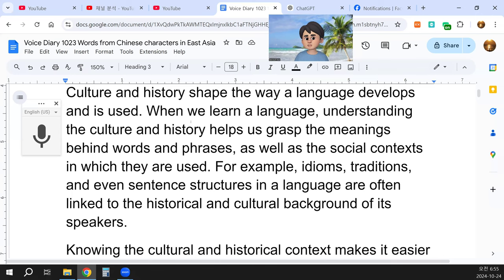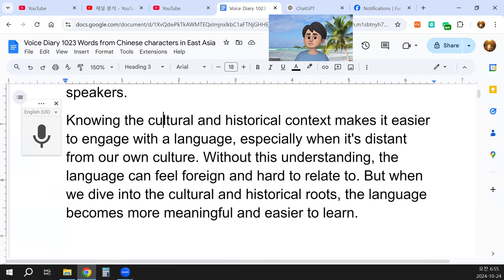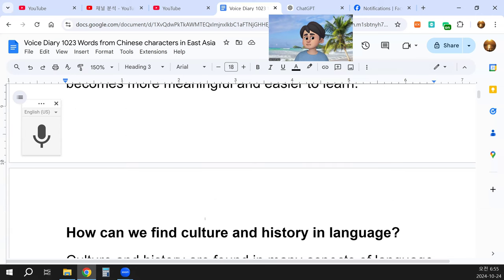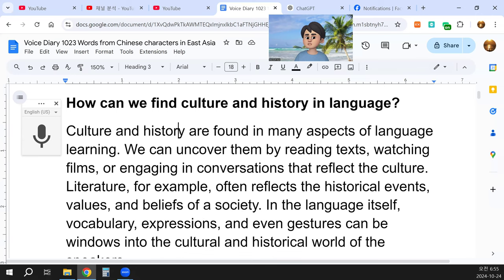For example, idioms, traditions, and even sentence structure in a language are often linked to the historical and cultural background of its speakers. Knowing the cultural and historical context makes it easier to engage with a language, especially when it's distant from our own culture. Without this understanding, the language can feel foreign and hard to relate to, but when we dive into the cultural and historical roots, the language becomes more meaningful and easier to learn. How can we find culture and history in language? Culture and history are found in many aspects of language learning. We can uncover them by reading texts, watching films, or engaging in conversations that reflect the culture, literature, for example.